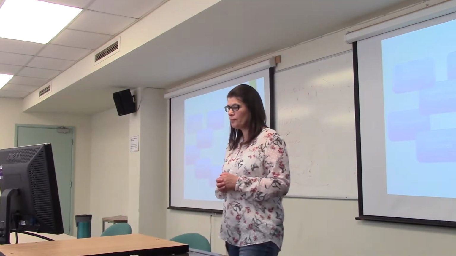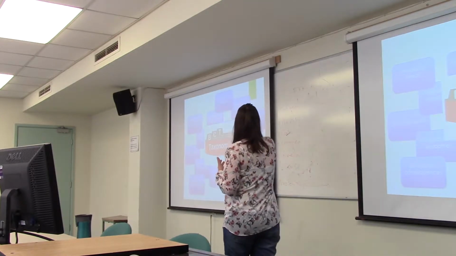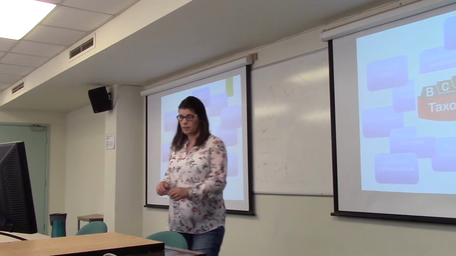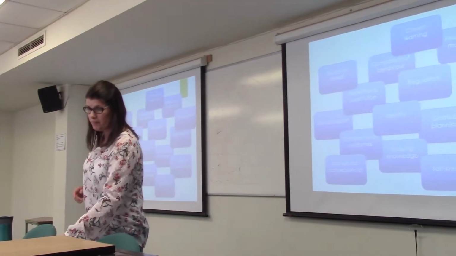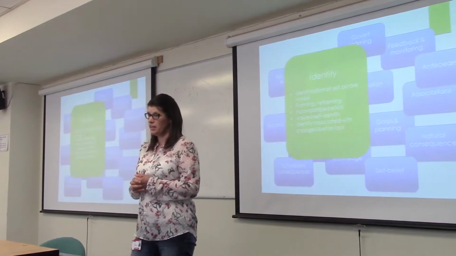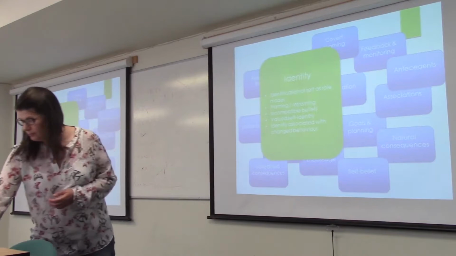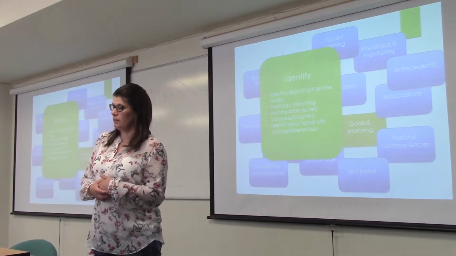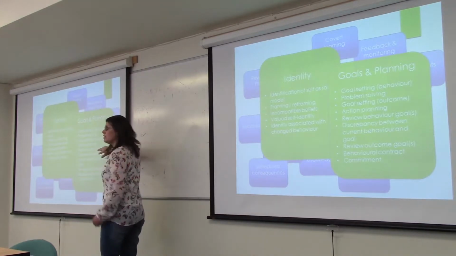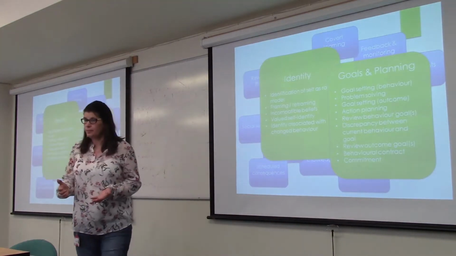So, the behaviour change techniques taxonomy is made up of all these different categories. And within each of these categories are a range of behaviour change techniques. So here are the ones for identity. And here are the ones for goals and planning. So you can see goal setting alone, there's two different techniques there.